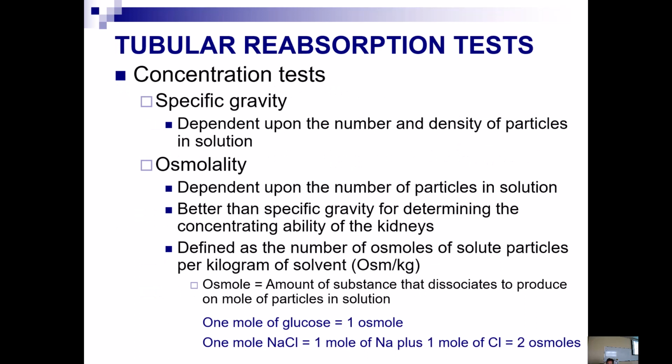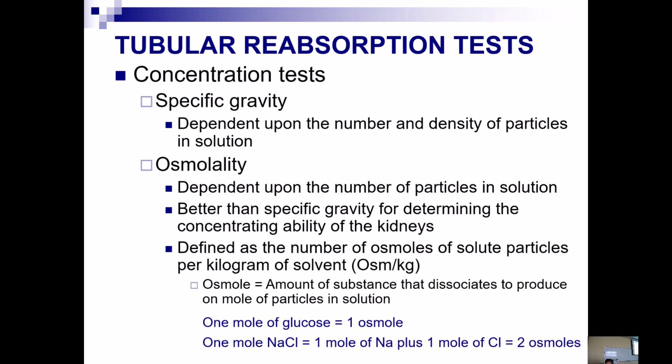Tubular reabsorption tests, concentration tests, we look for specific gravities. Depending upon the number and density of particles, it's not ideal. And we all know specific gravity, 1.005 to 1.030, anything in between can be considered normal. But we're looking for consistency and repeatability. Like if somebody is always less concentrated or more concentrated, we're looking for trends over time.